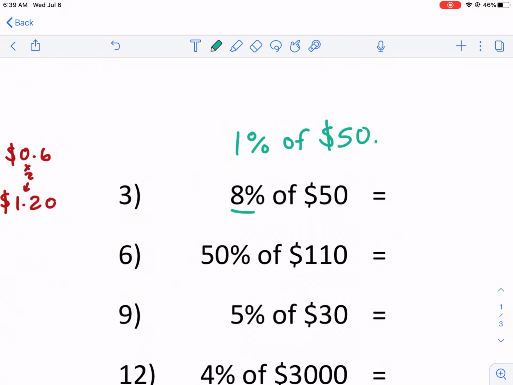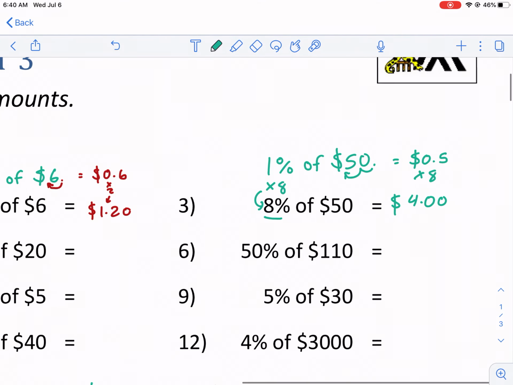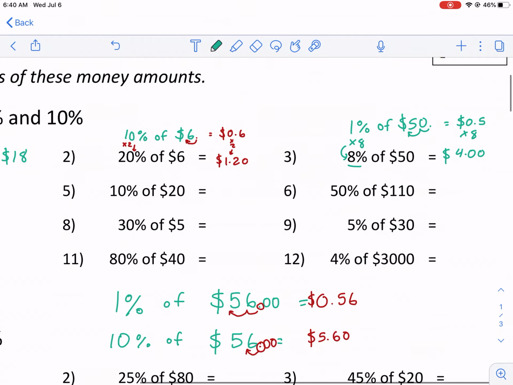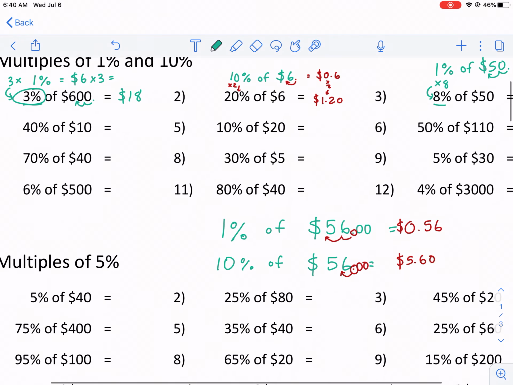I drop my decimal place down, and I'm going to move it over twice for 1%, okay? For 1%, you move the decimal place twice, and that takes me to 50 cents. So 0.5. I need to multiply that by 8 to get to 8%, so I multiply this by 8. That takes me to $4, okay? 8 times 5 is 40, so it's going to become $4. It's going to be 8%. $50. So that's a real easy way if you want to calculate interest or tips or whatever it is. Super easy way to do that.